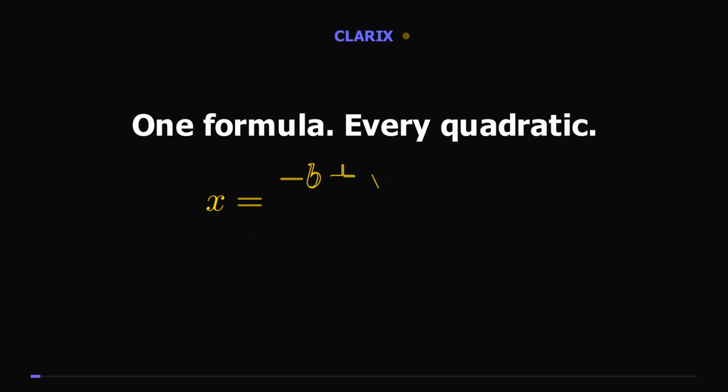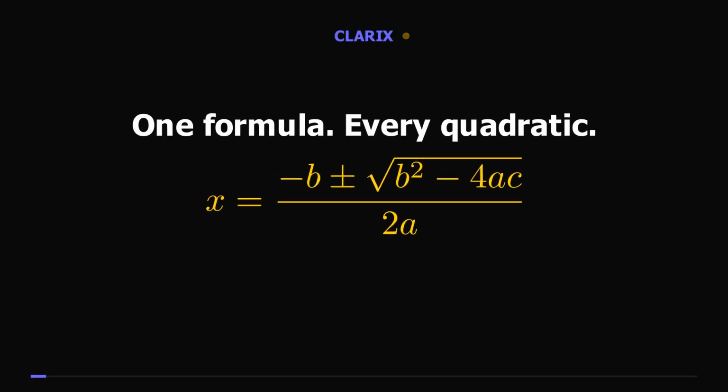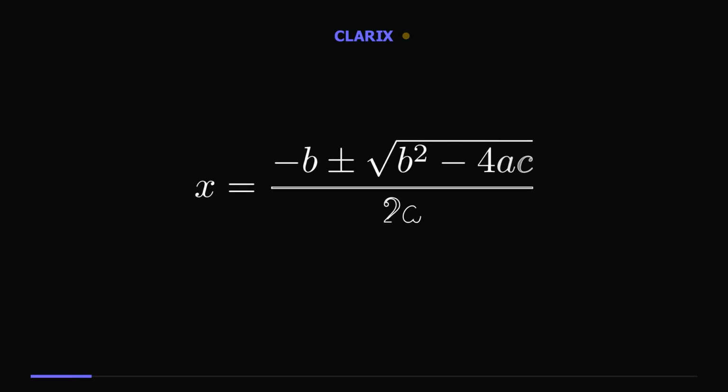Factorizing is lovely when it works, but plenty of quadratics just won't split into neat factors. So here's the hero of this chapter: one formula that solves every quadratic equation, no matter how ugly, and a single number, the discriminant, that tells you how many roots there are before you solve a thing. Let's unlock both. Two tools today.